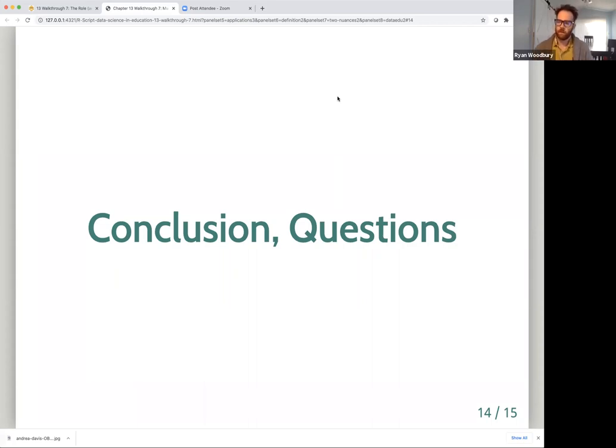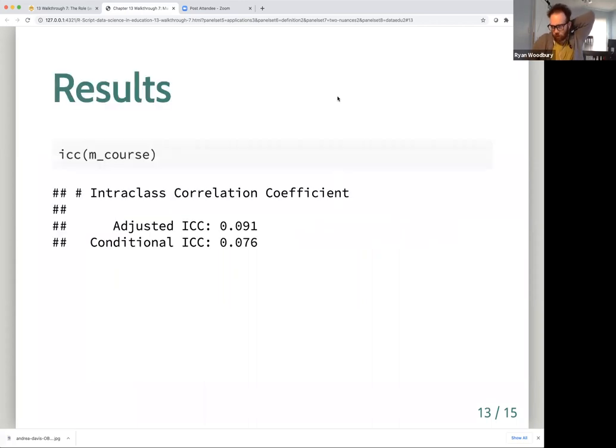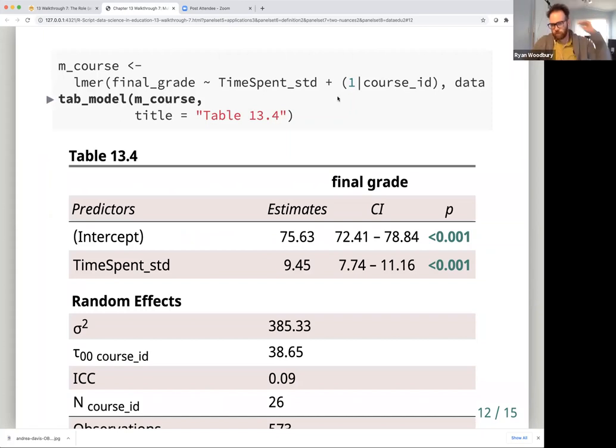And so is this assuming that all, you know, Table 13.4 in the book, yes, that one, it shows that the intercept is 75.63. Is that the reference group, or is that the mean percentage of the average class, or what is that? And then the 9.45, is that assuming that slopes are non-varying across the classes?